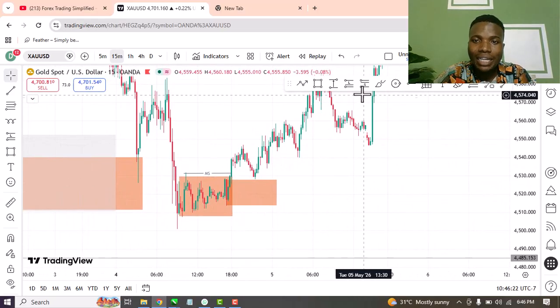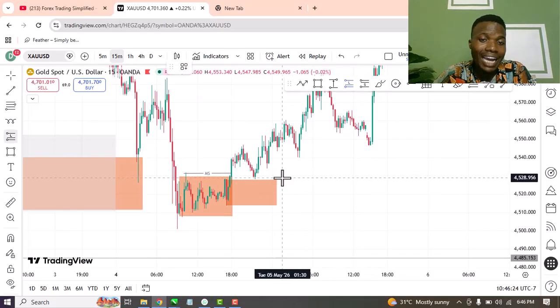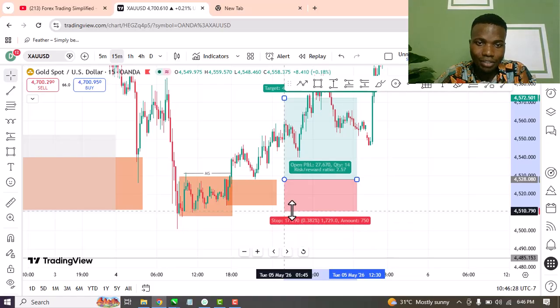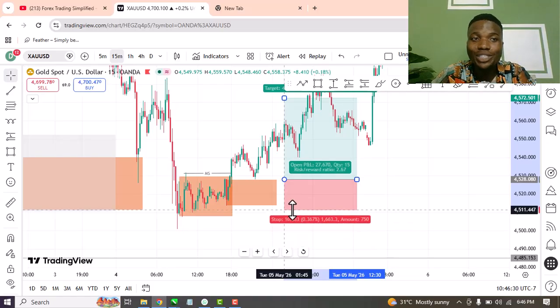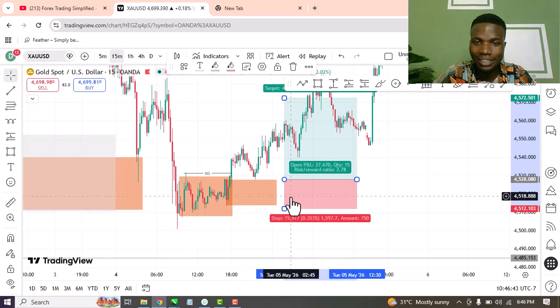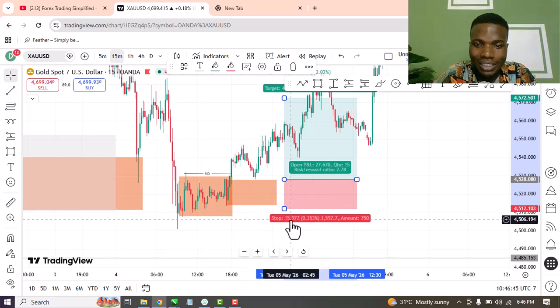If I eventually enter this trade, because I didn't have the opportunity to trade this market, look at what I was telling you initially about my risk management. I know my risk management is between $9 to $15. Now look at this risk management. You can see that this is almost $16. That is for you to know that I know about trading the gold market.